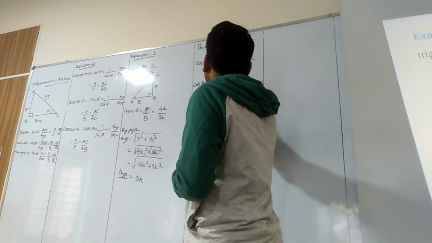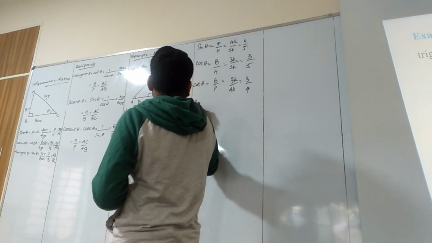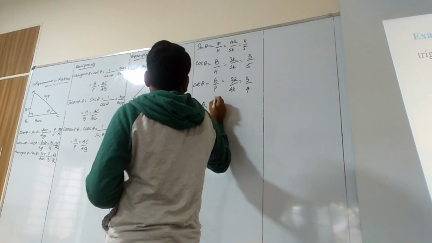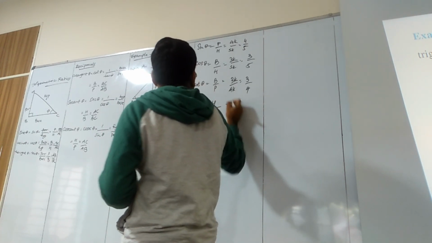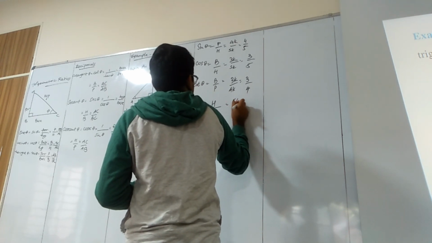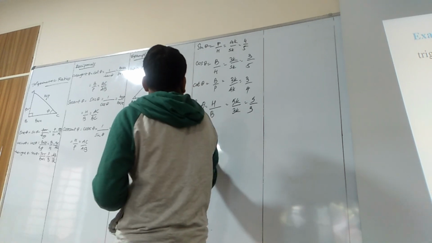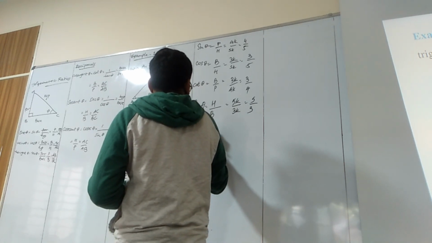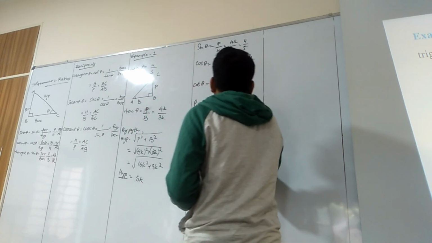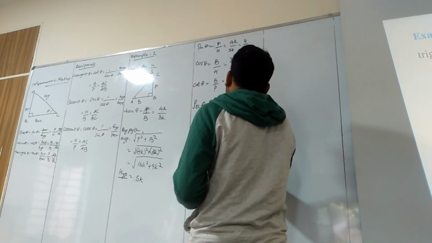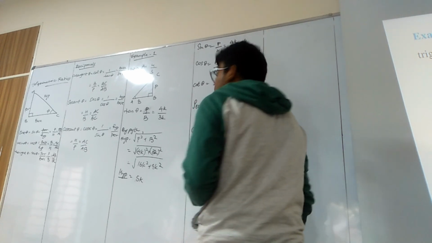3k by 4k, which is equal to 3 by 4. Then we have secant theta, which is equal to hypotenuse by base. Hypotenuse is 5k, base is 3k, so 5 by 3. Then we have cosecant theta, which is equal to hypotenuse by perpendicular. So hypotenuse is 5k by 4k, which is equal to 5 by 4.